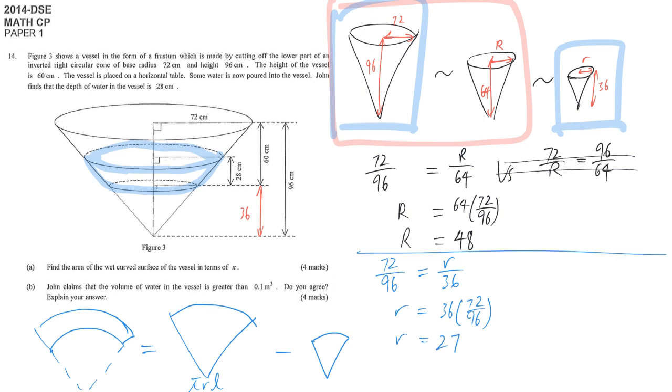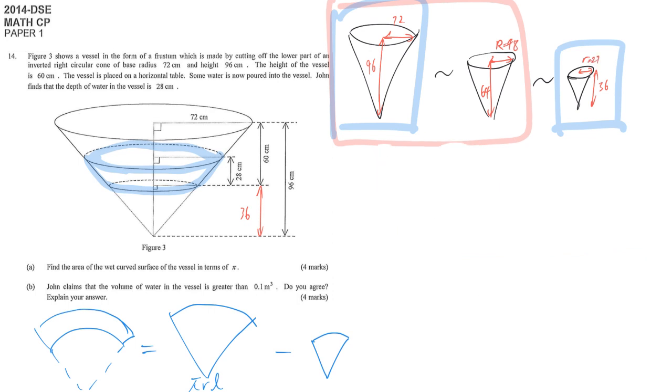Then we get 27 with 48 and also 27. Now it's very close to our answer, but finally what is needed is L, the slant height. We are going to use the Pythagoras theorem.